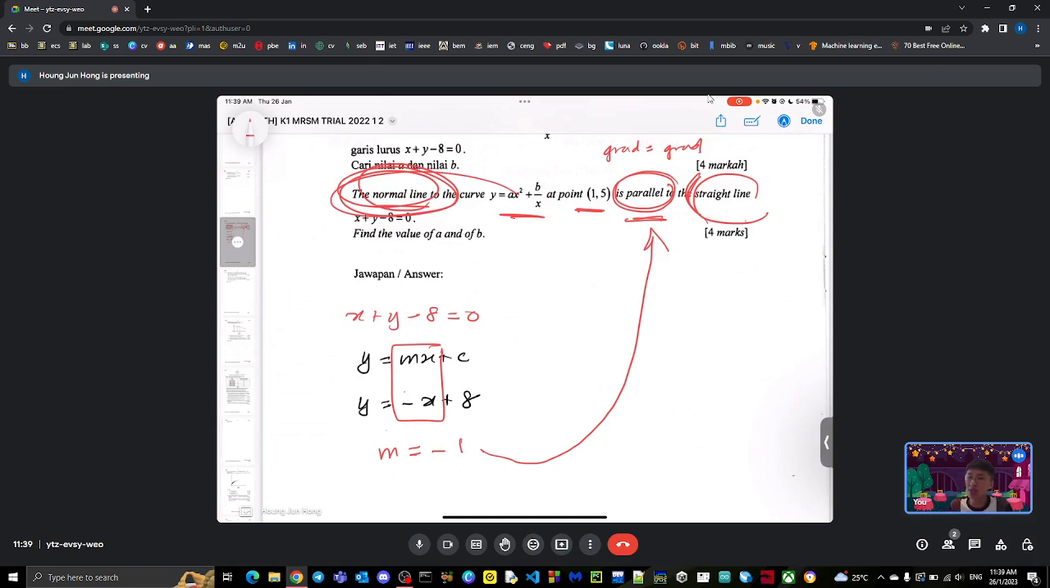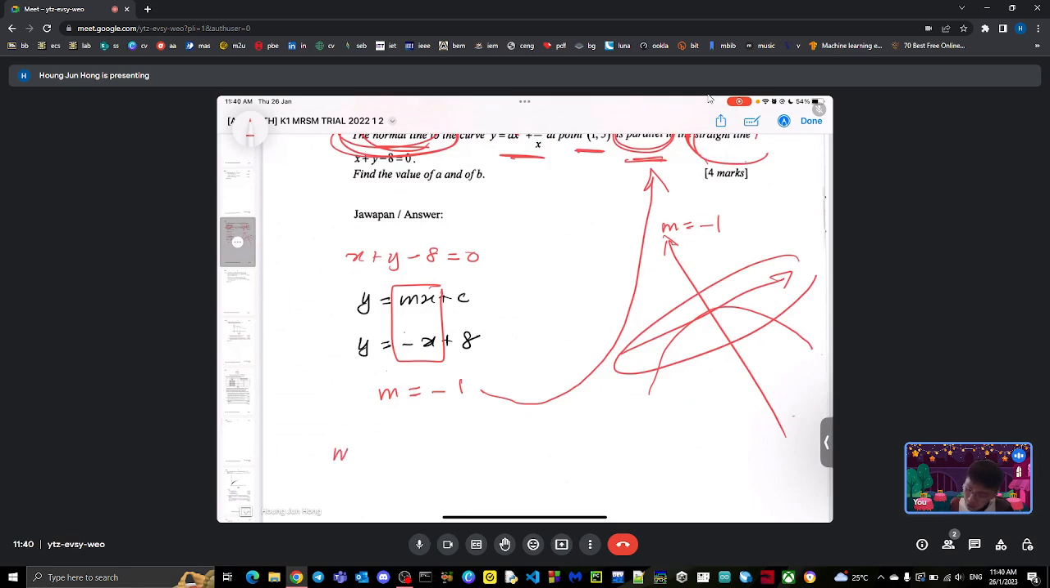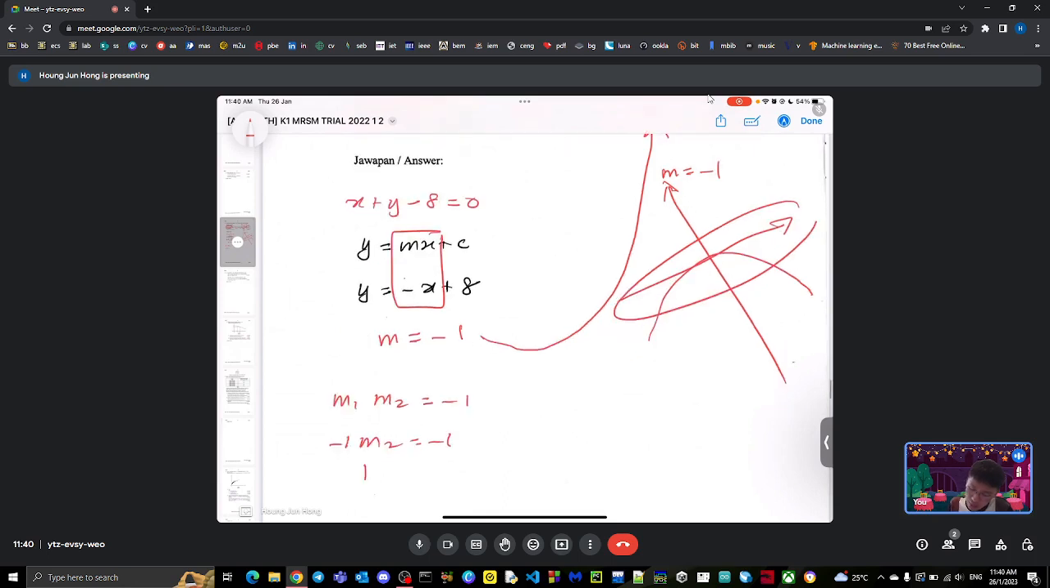Now we know that because it's a normal line, it's not the tangent. Normal and tangent are different. This is a curve, this is a normal line, and this is a tangent line. So we have the normal perpendicular to the tangent. Now we know the normal line has m equal to -1. How do we find the gradient of the tangent? We divide the whole thing using -1, because m1 times m2 equals -1. So -1 times m2 equals -1, and now our tangent gradient will be 1. This is for the tangent; -1 was for the normal.